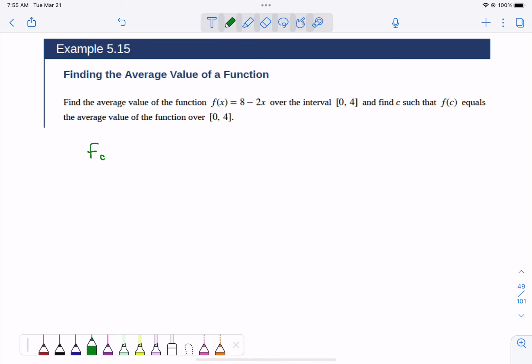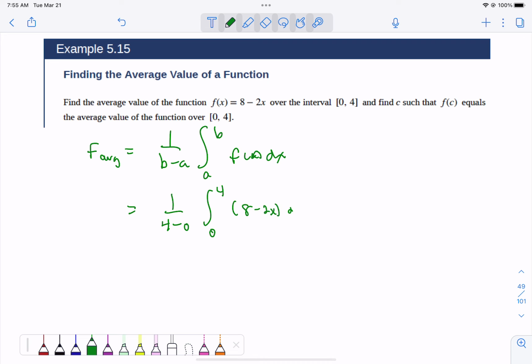So the average value, let me write that formula down for you, is 1 over b minus a times the integral from a to b of f of x dx. Okay. So we're going from 0 to 4, so let's plug everything in. Our b is 4, our a is 0. And then our function is 8 minus 2x. Well, that's going to be 1/4 of the integral from 0 to 4 of 8 minus 2x.